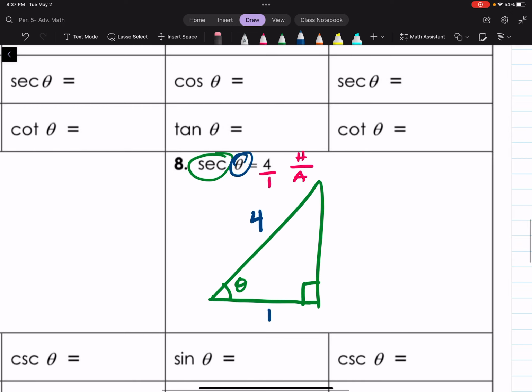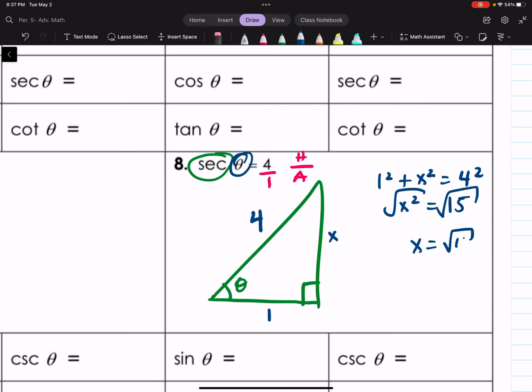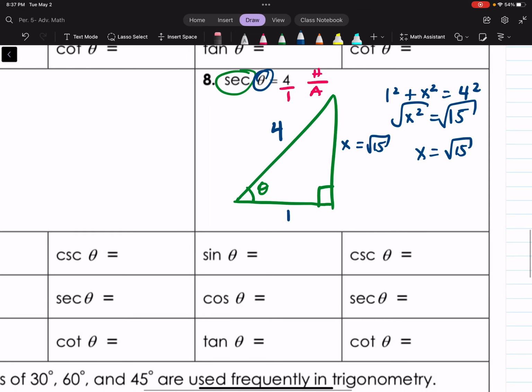Now, to solve for the missing side, use the Pythagorean theorem again. You have 1 squared plus x squared, because this is the side we don't know, is equal to 4 squared. This will give you x squared is equal to 16 minus 1, which is 15. Then you square root both sides. You get x is equal to the square root of 15. So your missing side is the square root of 15. Now, with that logic, you can go ahead and create your ratios, again making sure that you rationalize any denominators.